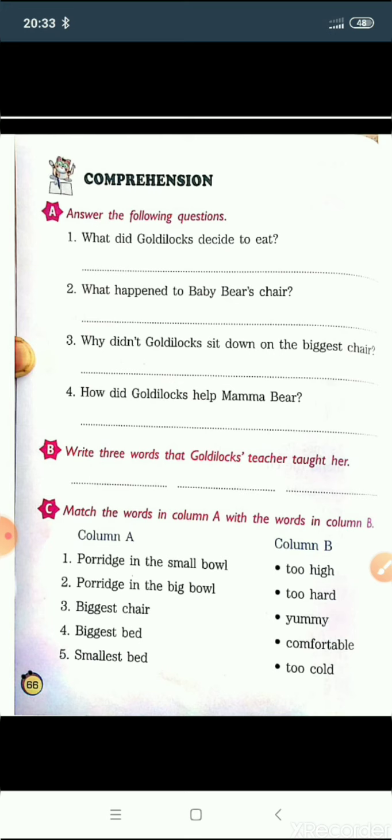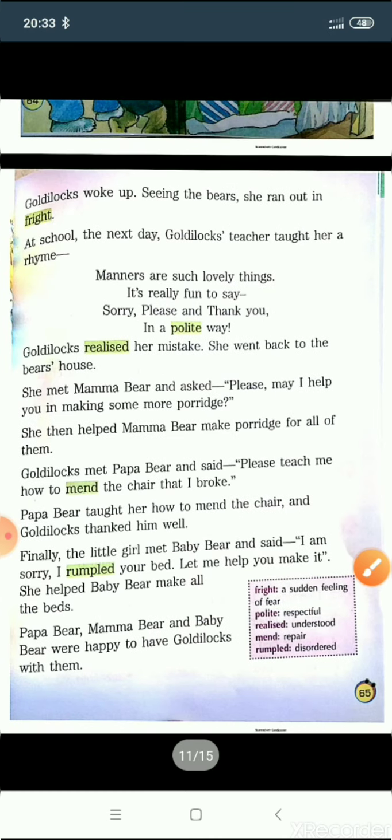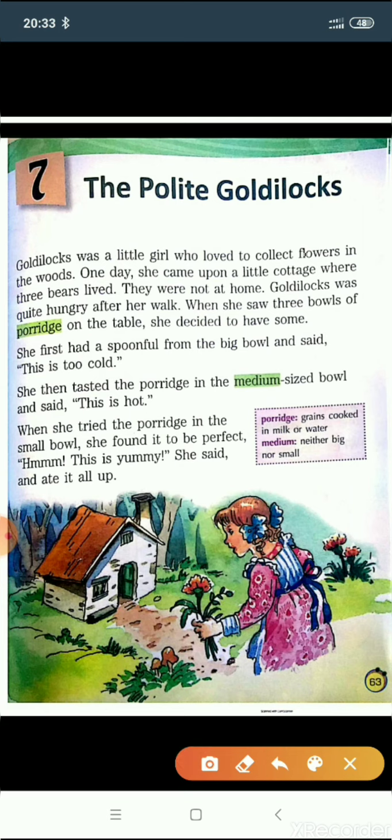First one is, what did Goldilocks decide to eat? Children, the answer is Goldilocks decided to eat some porridge. The answer to this question is given on the first page. I'll show you where it is given. See, she saw 3 bowls of porridge on the table and she decided to have some. So, this is the first answer.